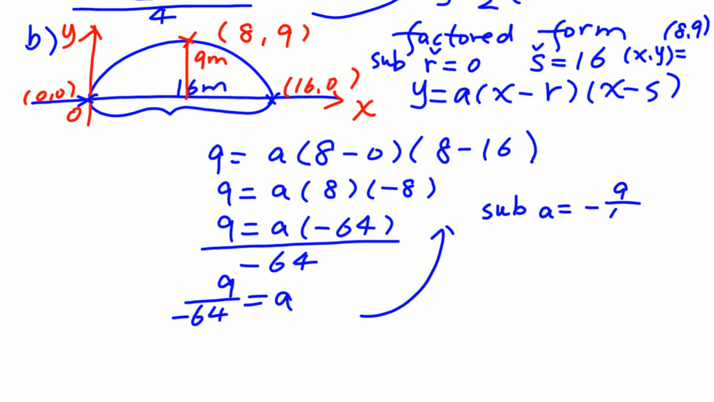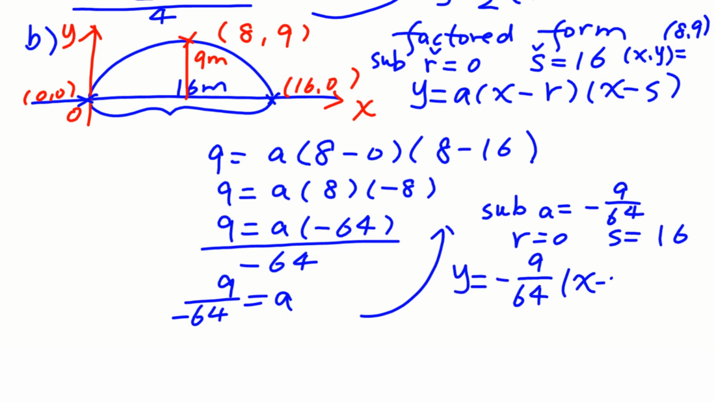a, r, s into the factored form. Then we have y equals -9 over 64, x minus 0, x minus 16. Then this is the equation of that problem. So this is for question 1.